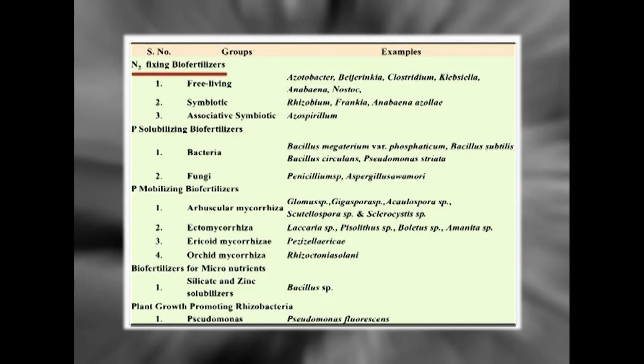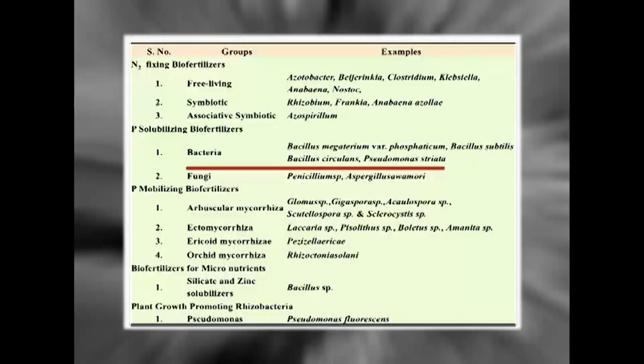So biofertilizer, as I was telling, may be of different types, and broadly they can be nitrogen fixing. The nitrogen fixing organisms can be free living like Azotobacter, Clostridium, Beijerinckia. It can be symbiotic like Rhizobium, like Frankia. It can be associative symbiotic, that is the symbiotic nature is not perfectly expressed, which can be Azospirillum. It can be phosphate solubilizing bacteria like Bacillus megaterium or fungi like Penicillium, or it can be phosphate mobilizing biofertilizer, which include the arbuscular mycorrhiza, the ecto and endomycorrhizal fungi like Rhizoctonia, or it can be Pezizia.